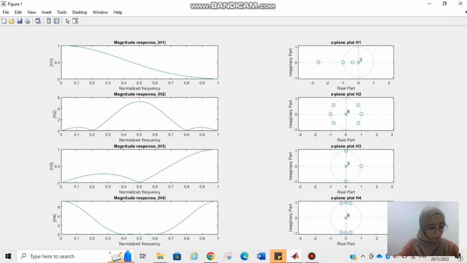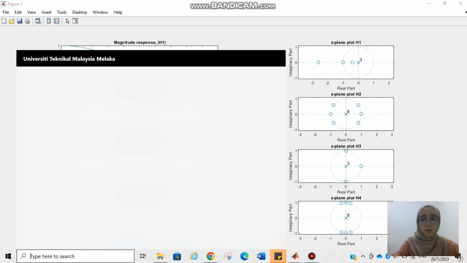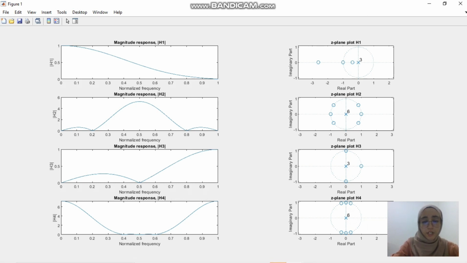While for the Z-plane plot, it is used to represent the poles and zeros of a filter transfer function, which determines its frequency response and stability. So the result is given by the part from H1, H2, H3 and H4 for both parts. This is the output for the magnitude response, where the X level is the normalized frequency and the Y level is H1, H2, H3 or H4. They are using subplot, as already configured in the coding.